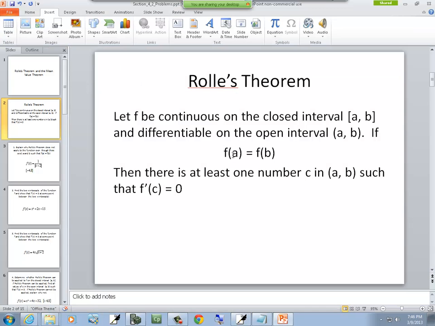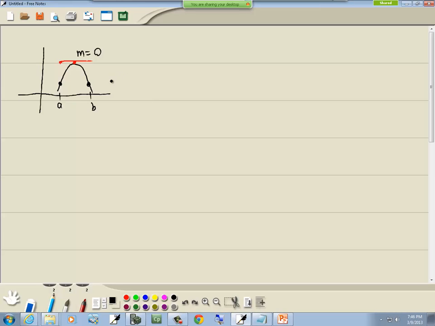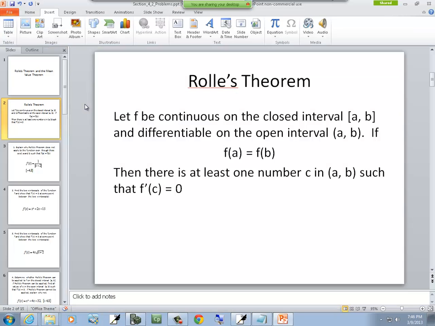And that's what this is saying. If you got these y values the same, then there's at least one number c such that f'(c) is equal to 0. Because again, what goes up must come down. That's a basic idea behind it. Now, these aren't used so much in day-to-day calculus problems. The two theorems we're going to look at in this section are used a lot for proofs.